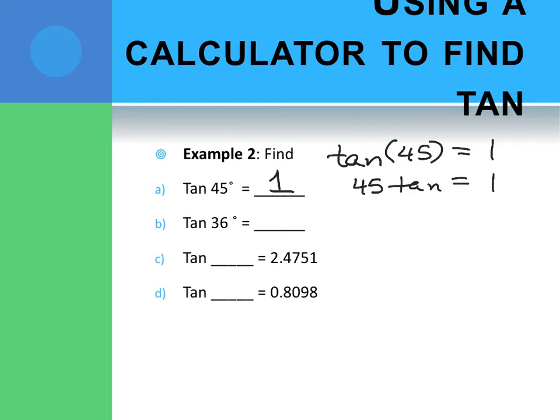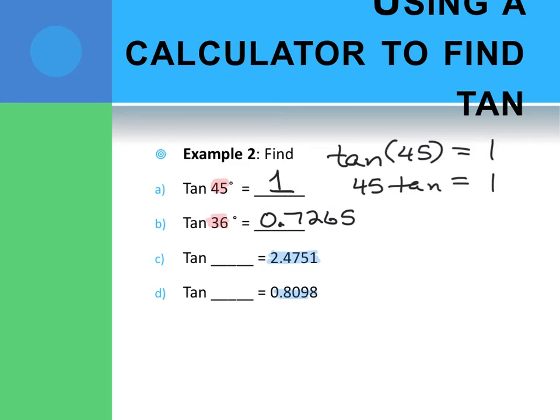When you do tangent of 36, you should be getting the decimal 0.7265. We're going to use 4 decimal places. On the test, it'll specify how many decimal places to leave. Now, notice that in the first two examples, they gave us the angle. In the next two, they're not giving us the angle, they're giving us the answer.